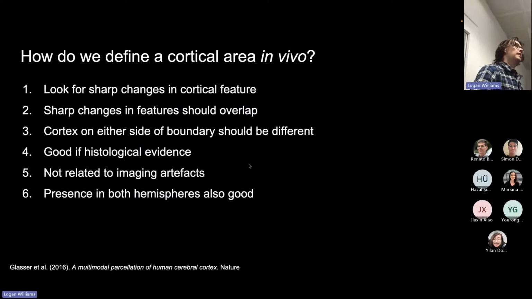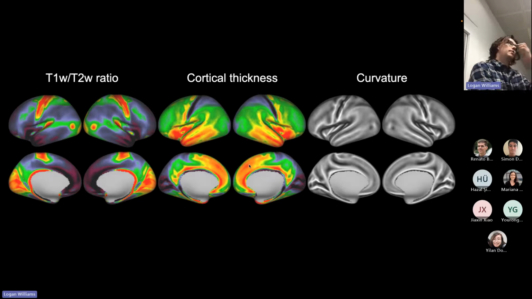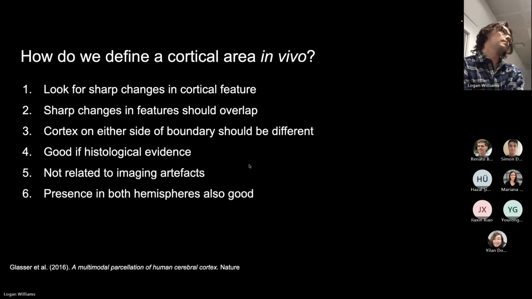And so let's say at the end of that we get 3 maps that we're interested in for delineating the motor cortex. The first is the T1/T2 ratio, the second is cortical thickness, and the third is an average curvature map. So these are all group averages from the HCP. Now that we have this information, how do we define a cortical area at a group level?